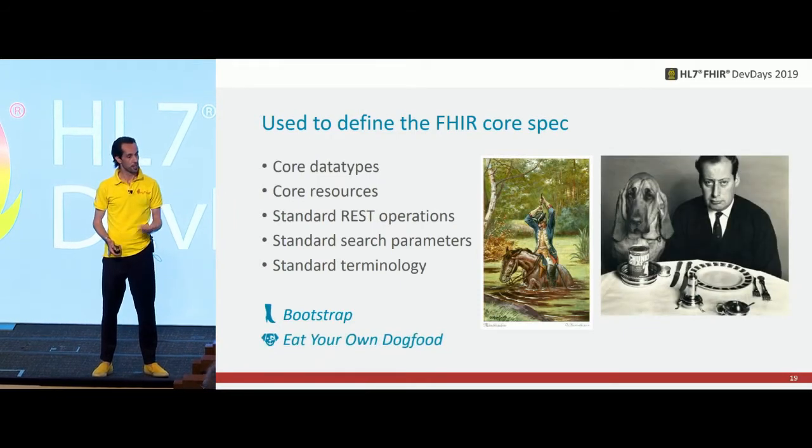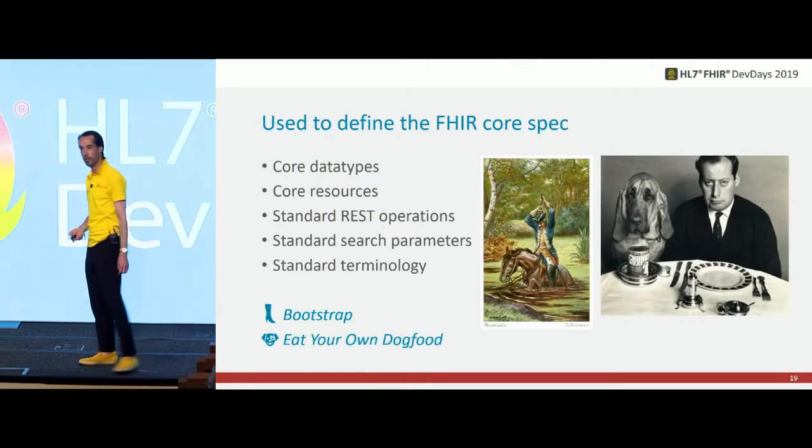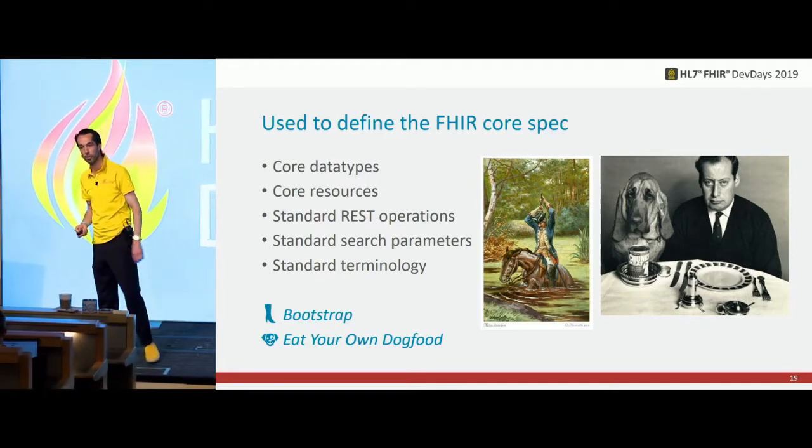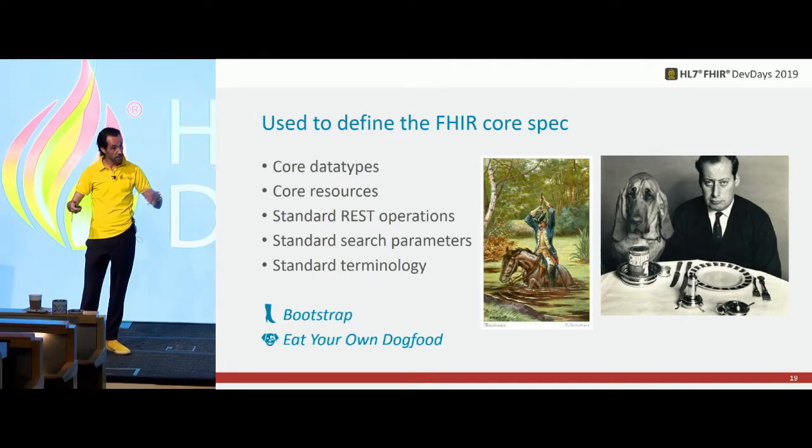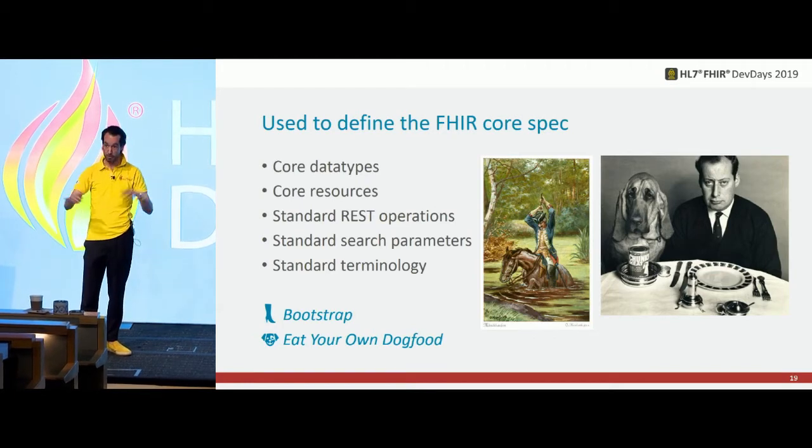So you can see, it's kind of a bootstrap. It's like the picture of Baron von Munchausen where he pulls himself out of the swamp by his boots. FHIR is built upon its own, it uses the spec to define itself, like a compiler that compiles itself.